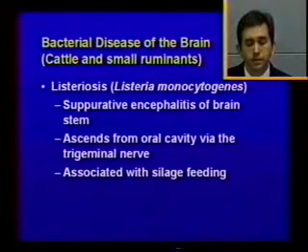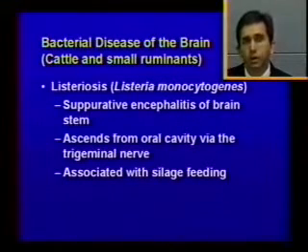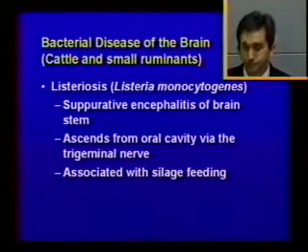The reason that they locate in the brain stem is because this bacterium is thought to enter the brain by migrating up the cranial nerves from the oral cavity. Usually this bacterium is present in silage, and an animal that consumes this silage and may have a wound of the oral cavity would be more prone to have this bacterium migrate up the trigeminal nerve from the oral cavity up to the brain stem, where it attaches to the brain and causes an intense suppurative encephalitis in that area.